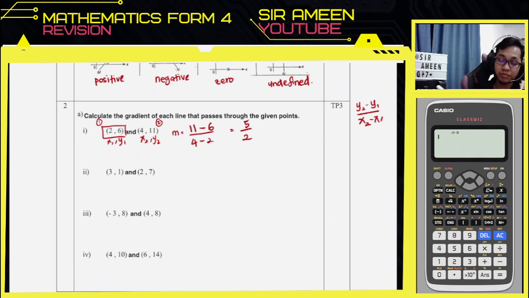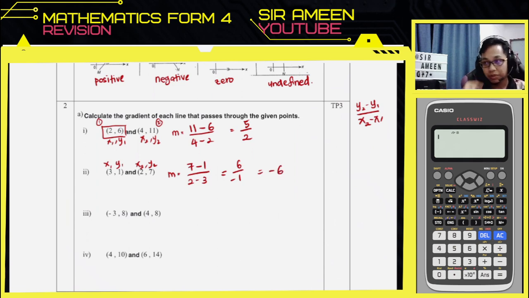Alright. So the second point, 3, 1 and 2, 7. So let's say this one is x1, y1, x2, y2. So the gradient would be 7 minus 1 over 2 minus 3. Okay, so solve it. 7 minus 1 would be 6. 2 minus 3 would be negative 1. So 6 divided by negative 1 would be negative 6.